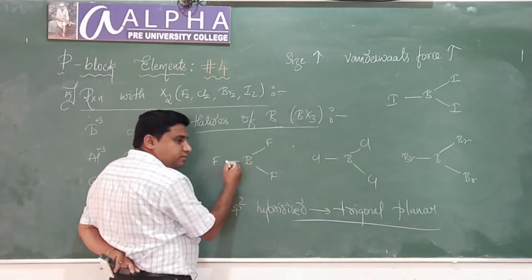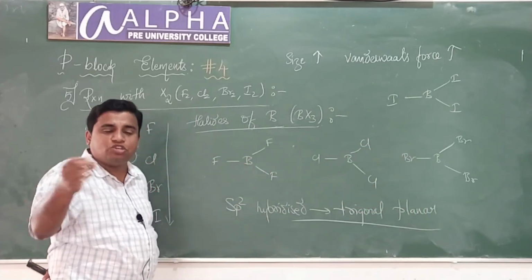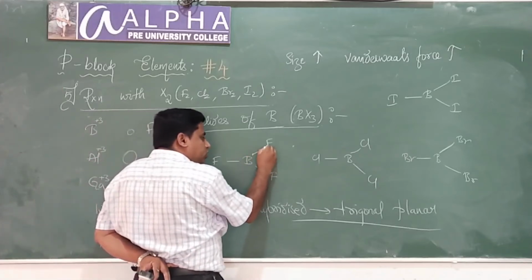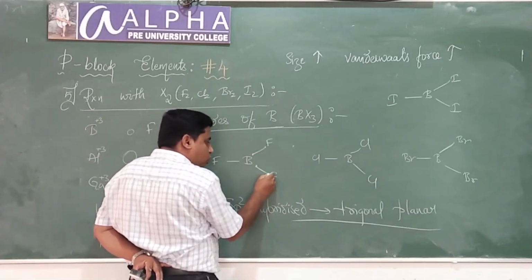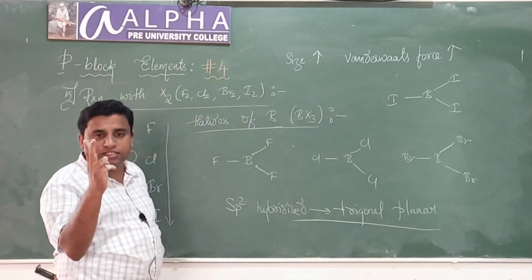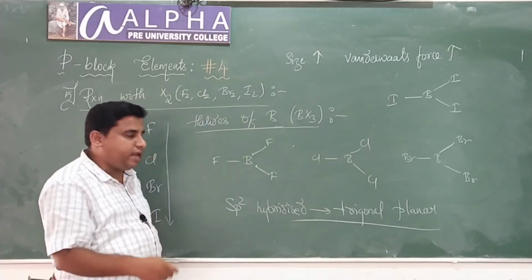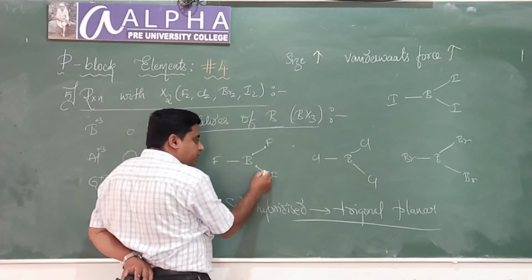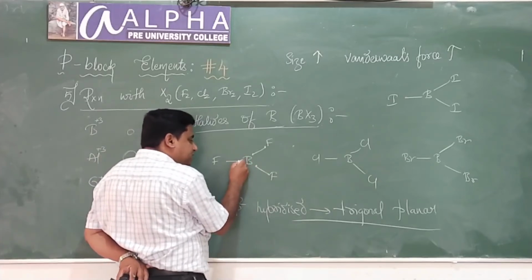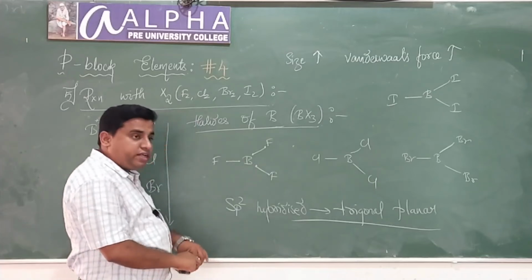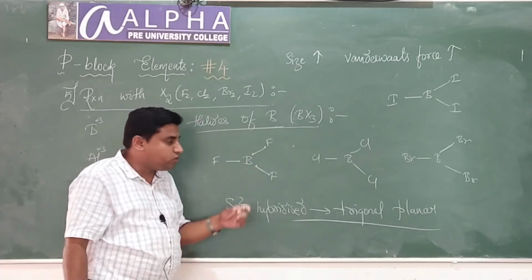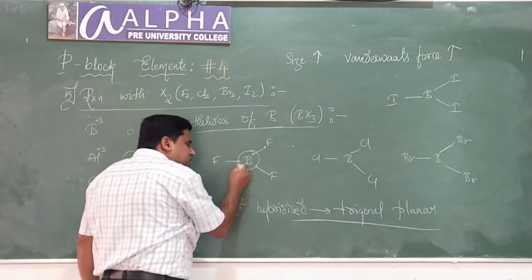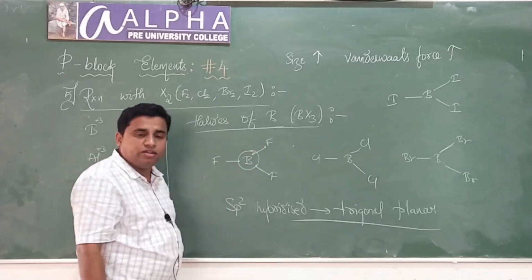Here boron is surrounded by how many pairs of electrons? Well, boron is surrounded by 1, 2, 3, 4. One bond means 2 electrons, isn't it? So boron is surrounded by 1, 2, 3, 4, 5, 6. Is that correct? So boron, the central atom, is surrounded by 6 electrons, isn't it?